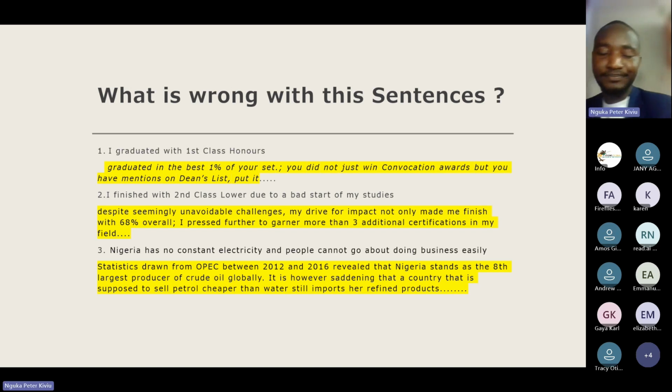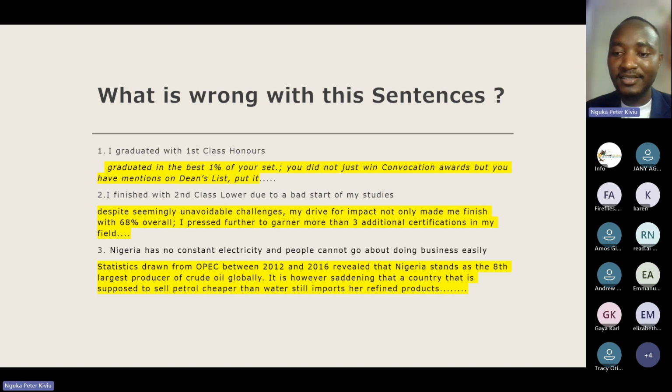So we start with this one. I graduated with first class honors. And you might be asking yourself, how different could this person have written this sentence? And now this one is the answer. You can write that you have graduated with first class honors, maybe from University of Ghana, Legon. But how many people graduated with first class honors from across the world? From the University of Nairobi, from University of Cape Town. Why is your first class different? That is what you should be writing about.